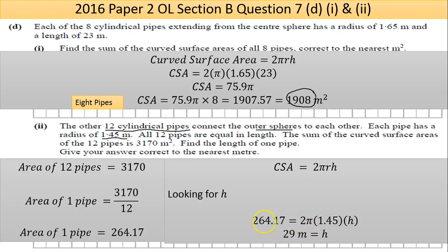The only thing left here that I don't know is the height. Normally I would know the height and the radius and be looking for the curved surface area, but here I know the curved surface area. So the unknown here is h. So I can rearrange it if I want. But ultimately what I'm doing is bringing the 2 pi times radius across the equal sign. Now they were multiplied on the right. When they come across, they'll be divided. So the 29 meters I got there is the result of dividing the 264.17 by 2 pi times 1.45. Job done. Okay, we'll move on.